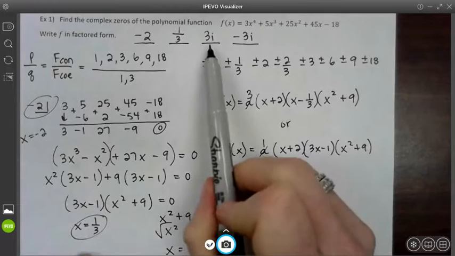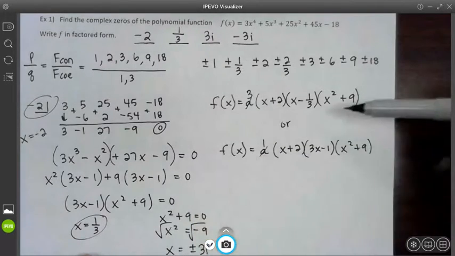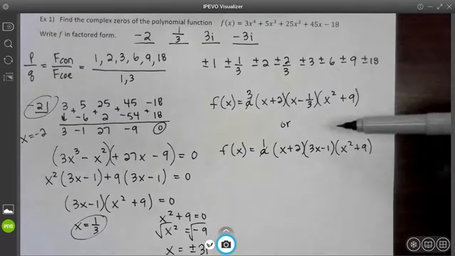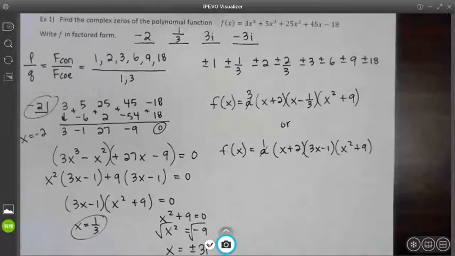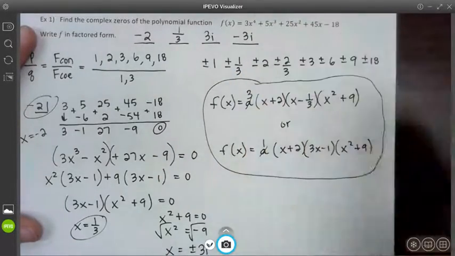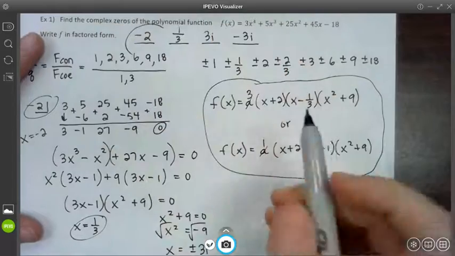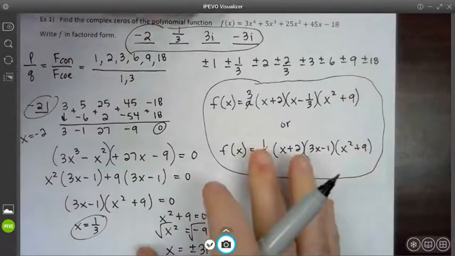Now, I believe if you wrote this as x minus 3i and this as x plus 3i, as linear factors, I believe they want those written as that irreducible quadratic, okay? All right, perfect. So either one of these would be correct as your factored form, and then here are your 4 zeros to this degree 4 polynomial. All right, let's try another example.